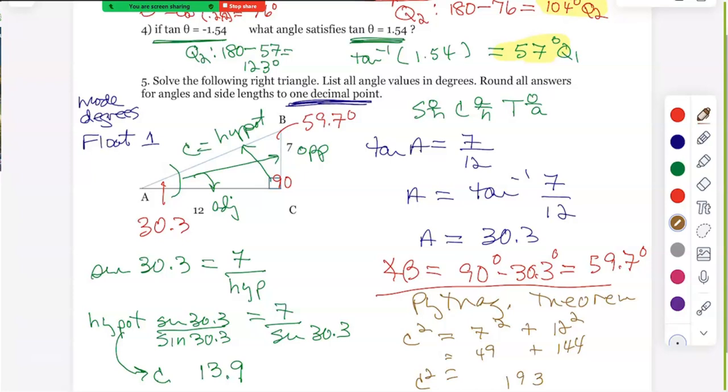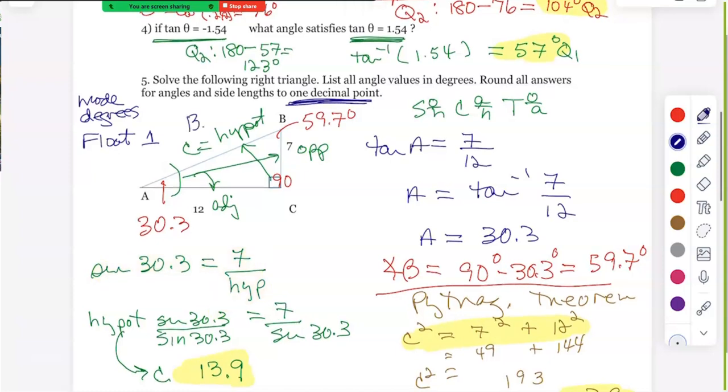So when I put this in my calculator, I get 13.9, and these two values match. So you can use Pythagorean theorem, or you can use this, and either way, you'll get the other side, which was the hypotenuse, to be 13.9.